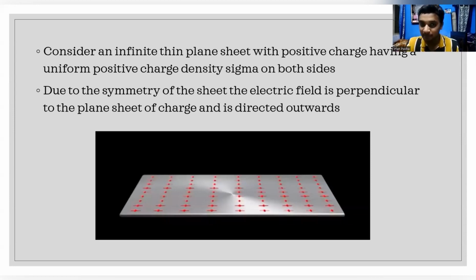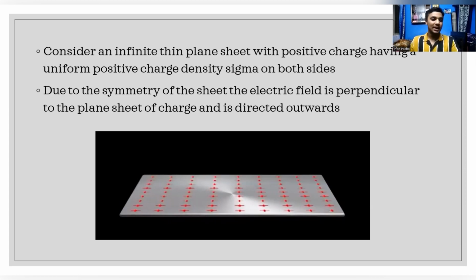So what do we mean by this statement? We take a plane sheet which has positive charge on it. Throughout the sheet it has positive charge, and even the backside of the sheet has positive charge. Which means that the whole sheet is highly dense with positive charge, that is sigma, on both the sides. Next, due to the symmetry of this sheet, the electric field is perpendicular to the plane sheet of the charge and it is directed outwards.